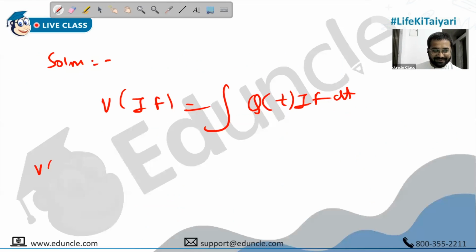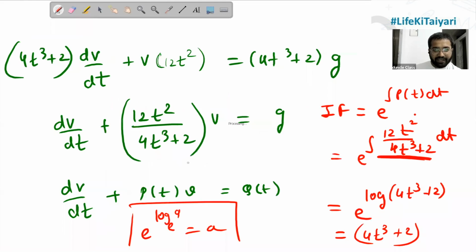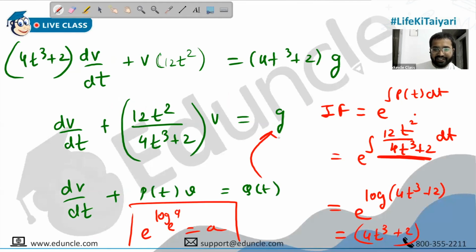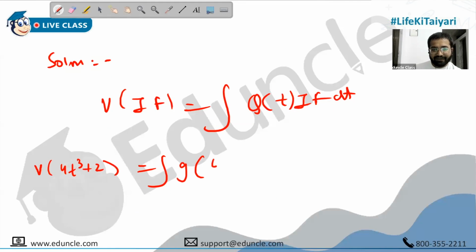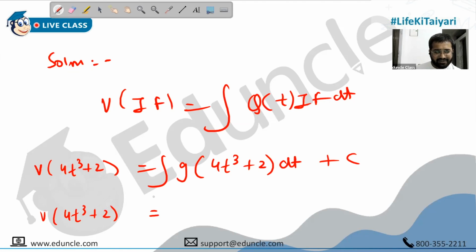4t cube plus 2. This is integration of q of t. Q of t is just g, gravity, into integrating factor, which is 4t cube plus 2. Let's say plus some constant c, you can just put dt. Okay, so our answer is, I'm not substituting any limits here at the moment. So 4 into 4t cube plus 2, this is equal. So should we substitute the limits maybe? Okay, so let's substitute the limits.